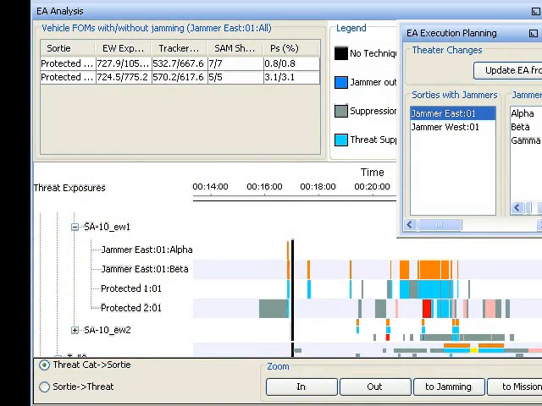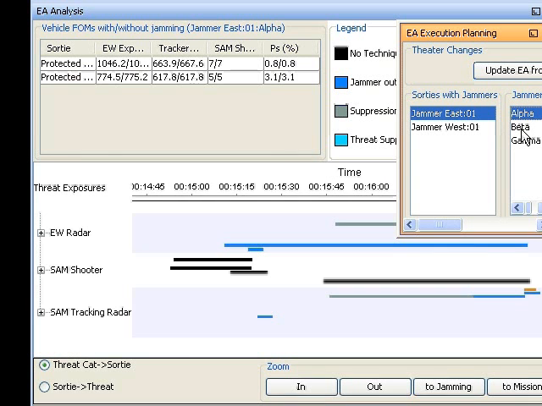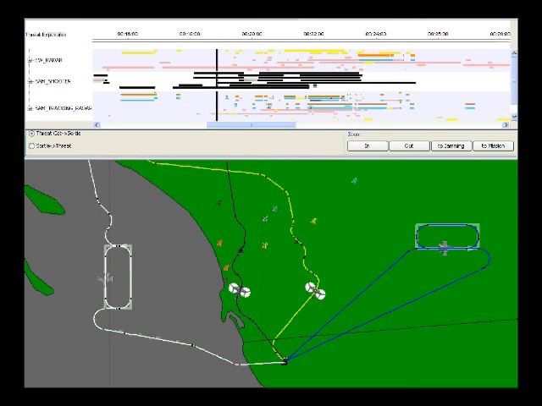The STEAM software developed by Orca has three primary uses: to analyze jam plans, to generate new jam plans, and to create routes for EA platforms.